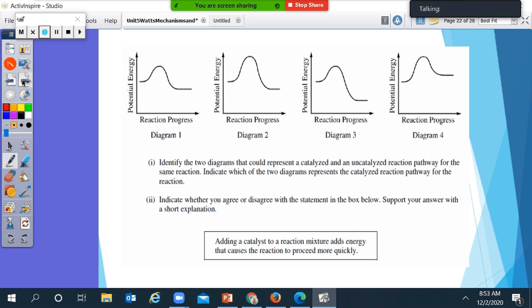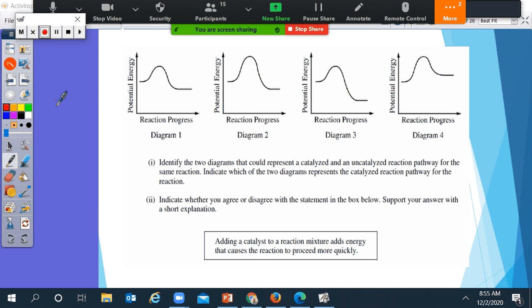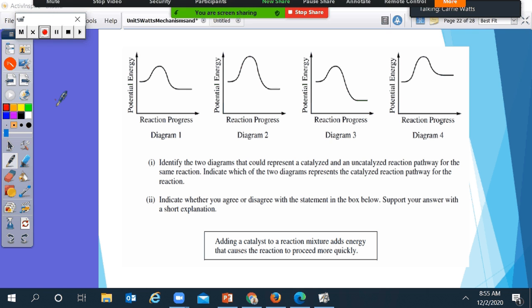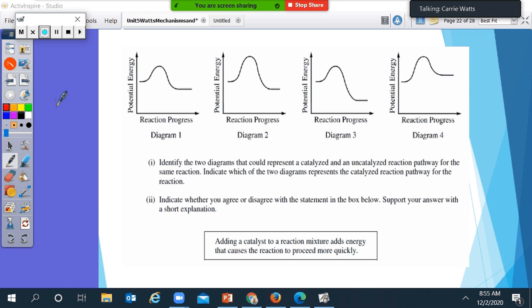Okay. So let's look at this problem together. I'm going to pause the video and I want you to see if you can do this yourself, and then we'll go over it. All right, so in this you have 4 diagrams, and this is a free response. This is an actual AP exam free response. Identify the 2 diagrams that could represent a catalyzed and an uncatalyzed reaction pathway for the same reaction. Indicate which of the 2 diagrams represents the catalyzed pathway.